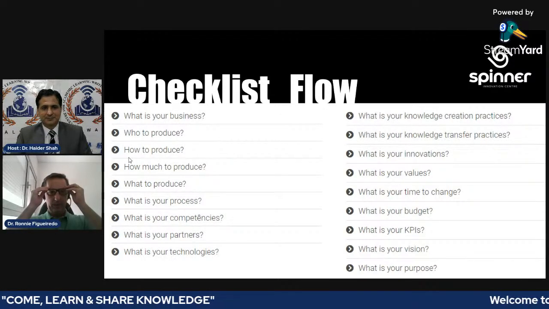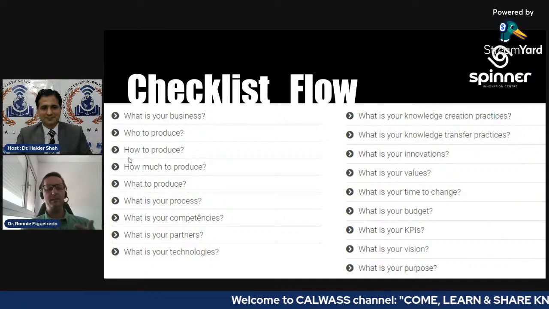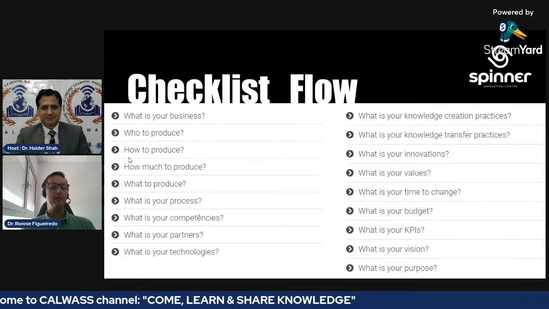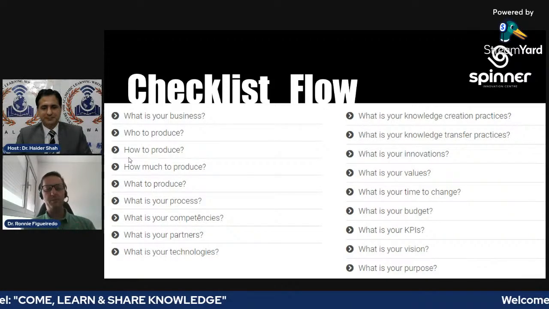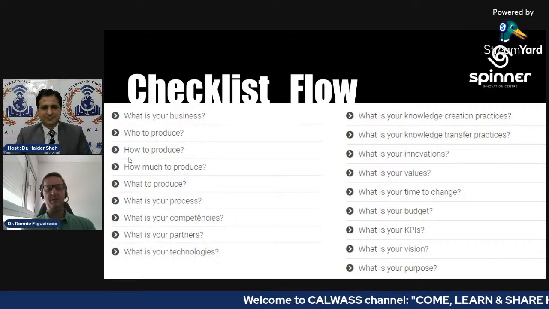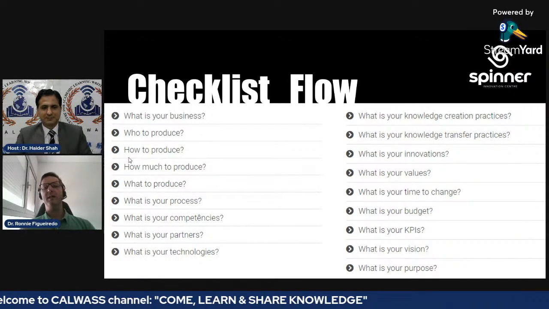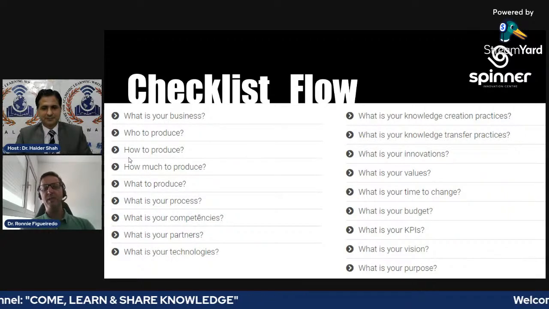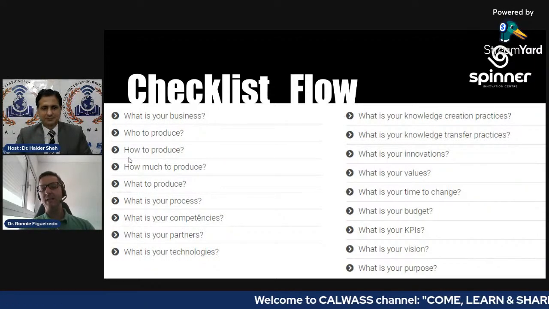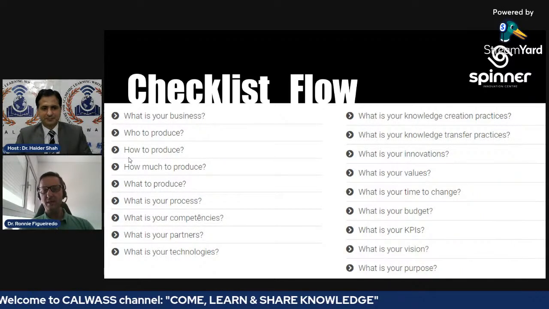We need to identify what your business is, who you produce for, what your target is, what your market is, who your customer or client is. How to produce, how much to produce, what to produce, what your process is, what your competency and skills are, who your partners are, and what technology is available or what technology you need to support your processes. What knowledge creation practice do you use or have been using? The same for knowledge transfer practice. What innovation is happening or needs to happen? What are your values in terms of culture and behaviors?